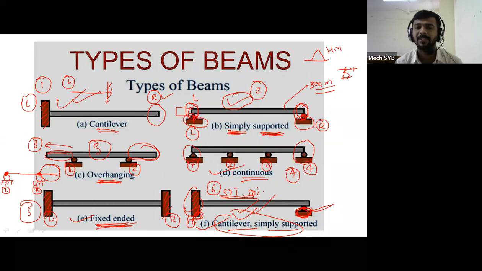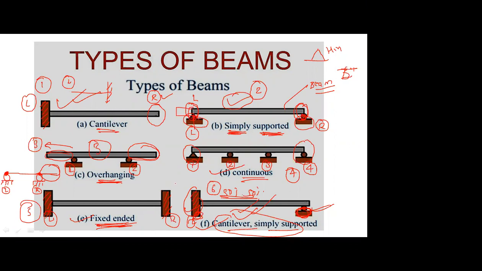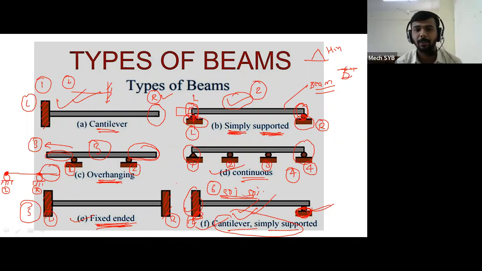And these are the basic definitions of all the types of beams. Cantilever: one end is fixed, another end is free. Simply supported: supported at the 2 ends, or it just rests on its supports. Overhanging beam: whose end portions extend beyond the support. It may be on one side, or on both sides. Continuous means it is supported at more than 2 supports.